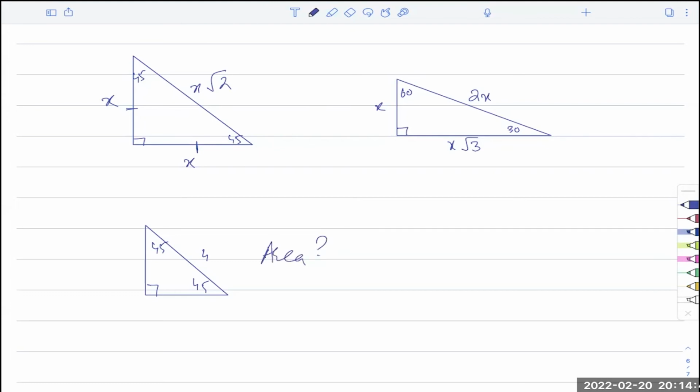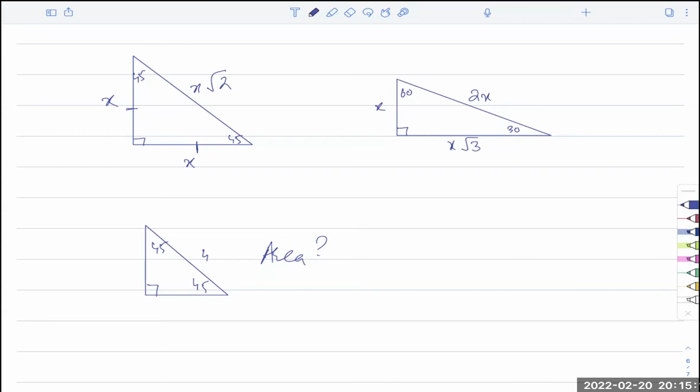Sir, I think it's 1/2 into base into height into sin theta. Where did sin theta come from here? There's no need for it. Sir, right triangle, it's just 1/2 base times height. No, in this case, we don't need sin theta. We can use sin theta, and that will give us sin 90, which is 1. We don't need that. But obviously, you need the base, you need the height.